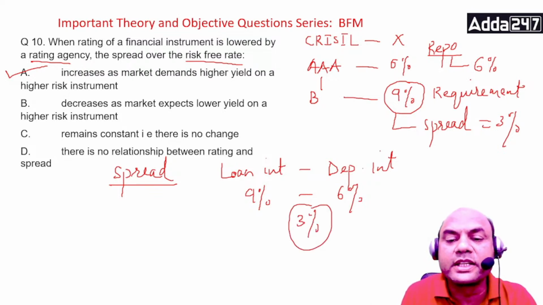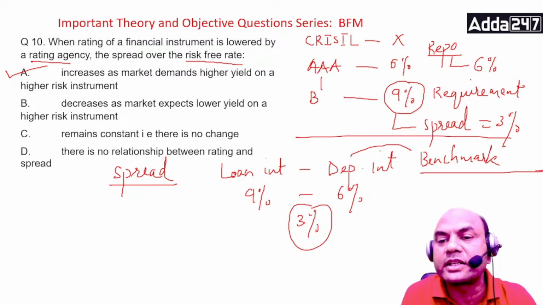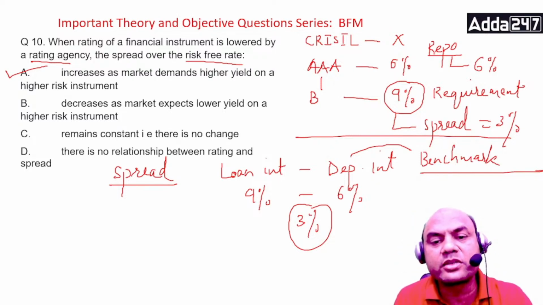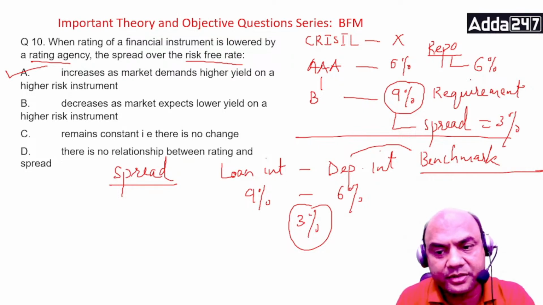Okay, so this becomes my benchmark rate. For every spread there is a benchmark rate. In our case, what is given? This benchmark is the repo rate. So it can be anything. Benchmark means the rate on which I base my further calculations. Got it? Clear?